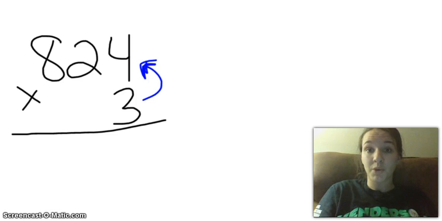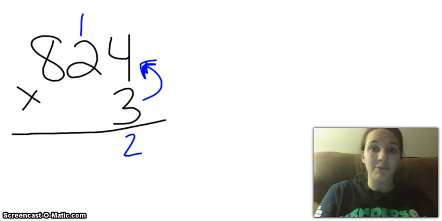So 3 times 4 is 12. And in 12, there are 2 ones and there is one 10. So we're going to regroup that 10 by putting it over the tens place. So once you have kept a number at the bottom for the product and you've regrouped, if necessary, then you're going to go ahead and multiply the next step.